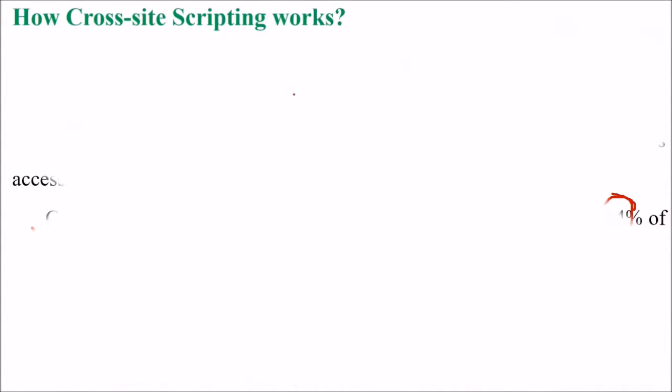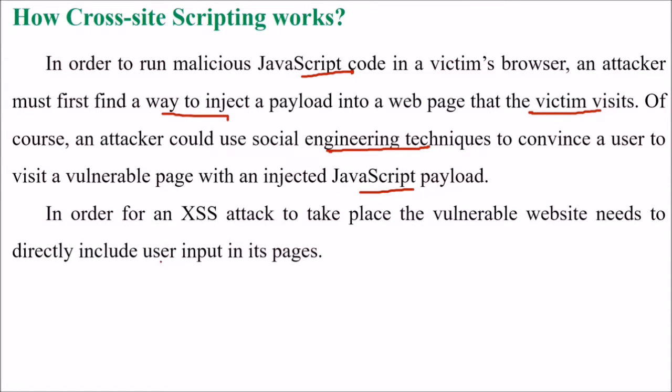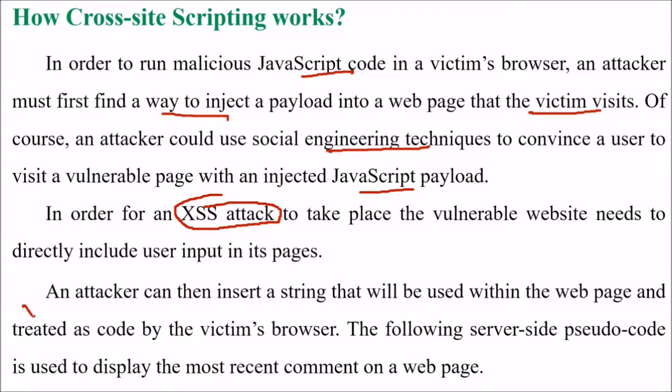So how does cross-site scripting actually work? In order to run malicious JavaScript code in a victim's browser, an attacker must first find a way to inject a payload into a web page that the victim visits. Of course, an attacker could use social engineering techniques to convince a user to visit a vulnerable page with an injected JavaScript payload already. In order for an XSS attack to take place, the vulnerable website needs to directly include user input in its pages. An attacker can then insert a string that will be used within the web page and treated as code by the victim's browser.